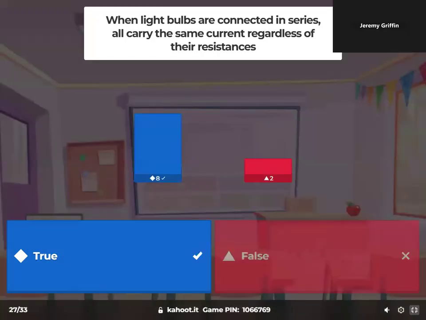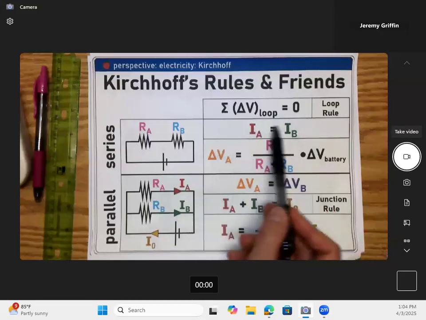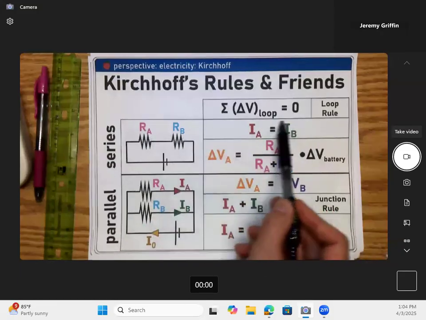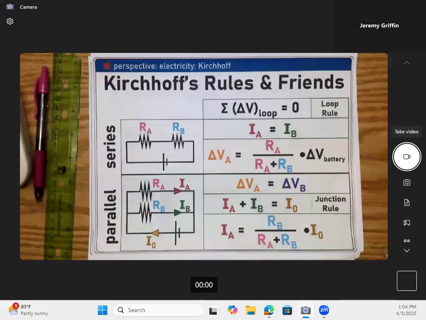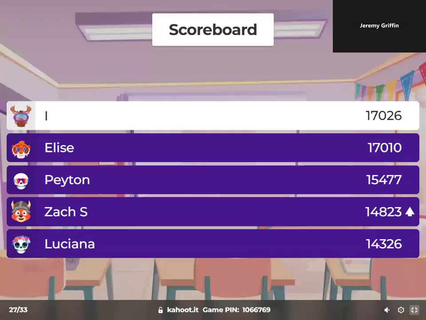True. Yeah, you guys are on. So that's this one right here. Series, it's always the same current. Even if it's 1 ohm and 99 ohms of resistance, it's always the same current. Yep. Same current.